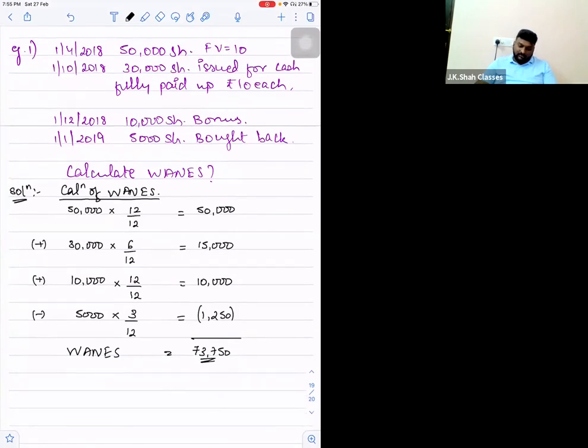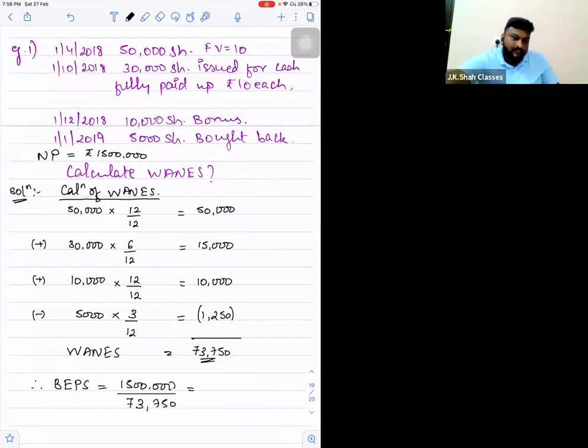Right? Now assume if net profit given in the question was 15 lakhs. So your basic EPS would have been 15 lakh rupees divided by 73,750 equity shares. So 15 lakh divided by 73,750, your EPS is rupees 20.34.